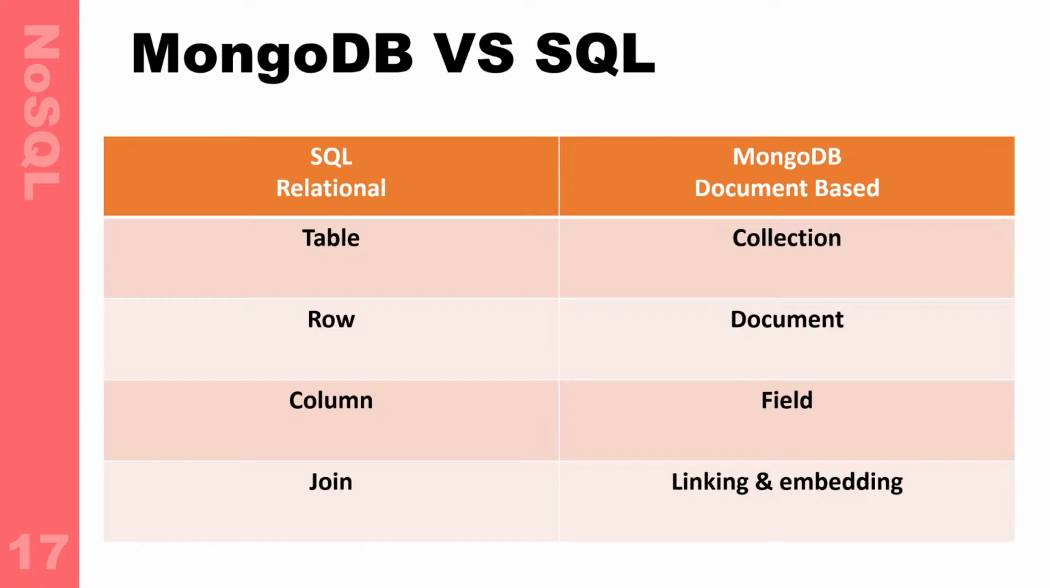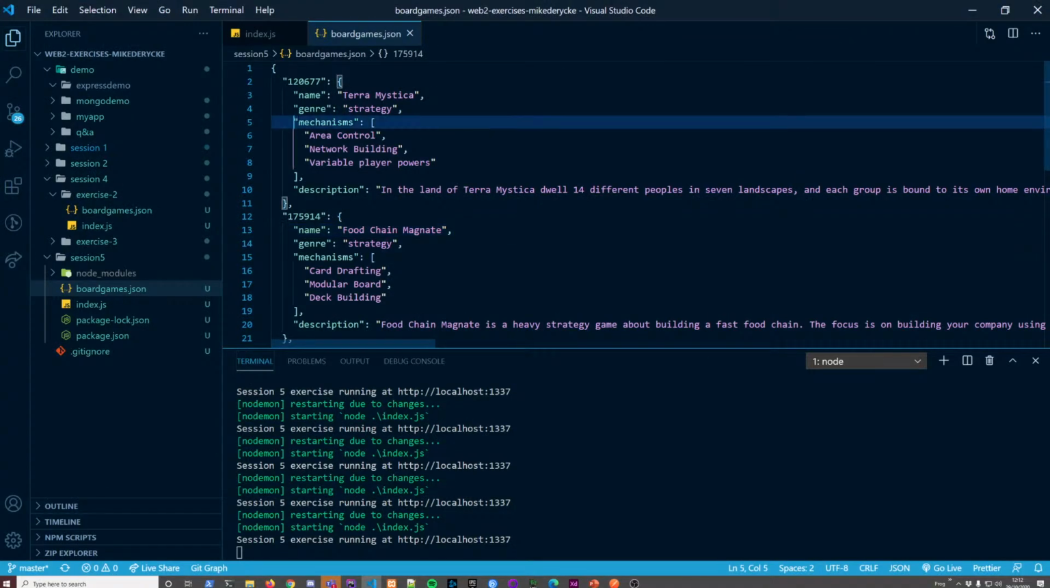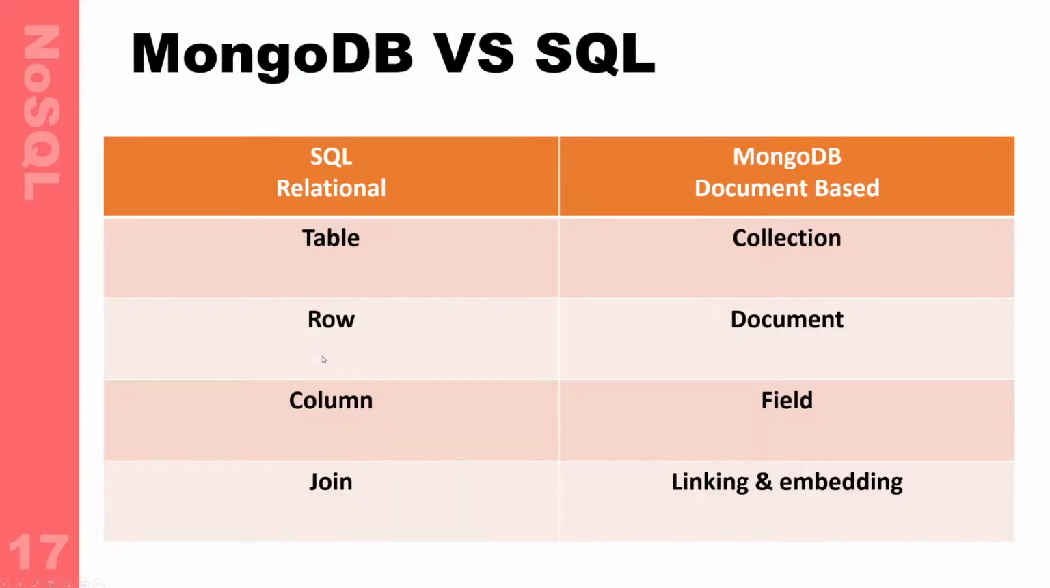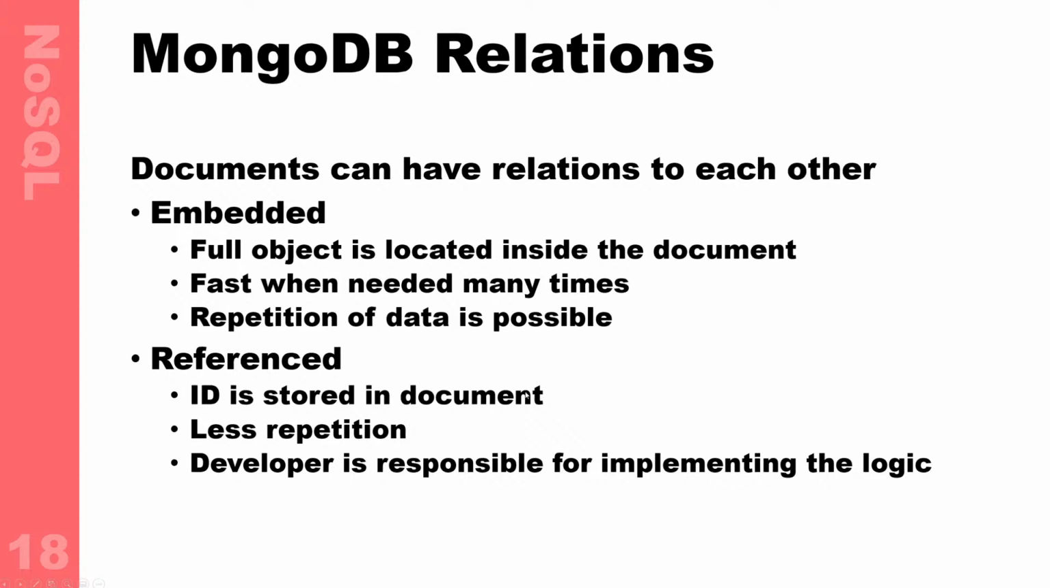A column in MongoDB is called a field. So basically a field like this. This is a field. And joins is the joining of data between each other. That's called linking and embedding in MongoDB. Now, what do I mean by that? They can have relations to each other as long as it's appropriate, and it can be either embedded or referenced.